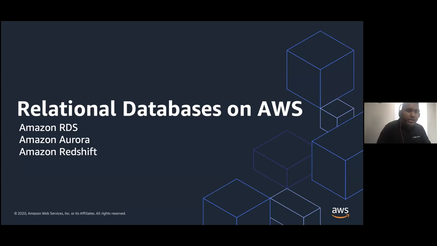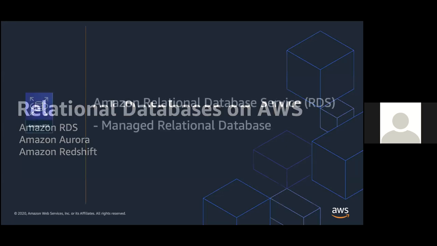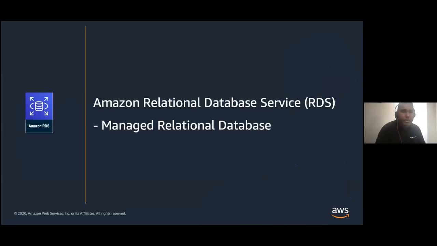So three relational databases that are offered in AWS. One is Amazon RDS, one is Amazon Aurora, and Amazon Redshift. So we'll go over the three of them. So Amazon Relational Database Service, it's a managed relational database.